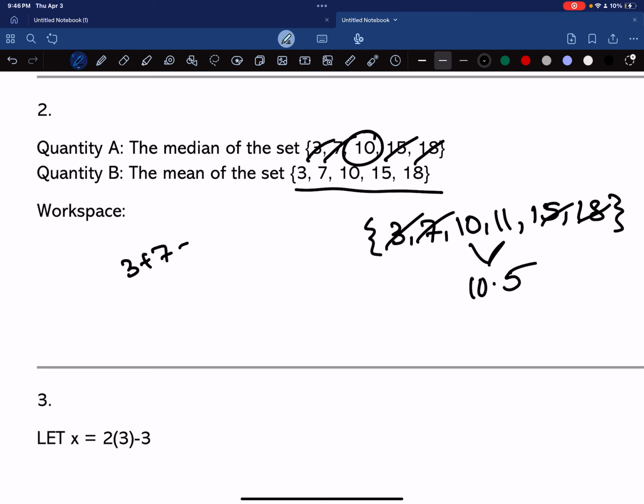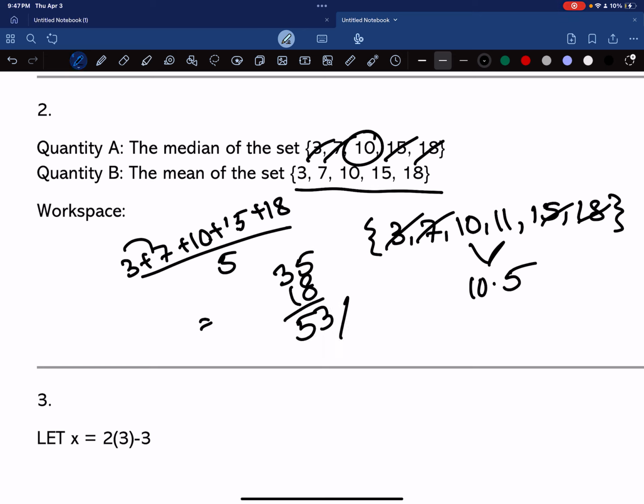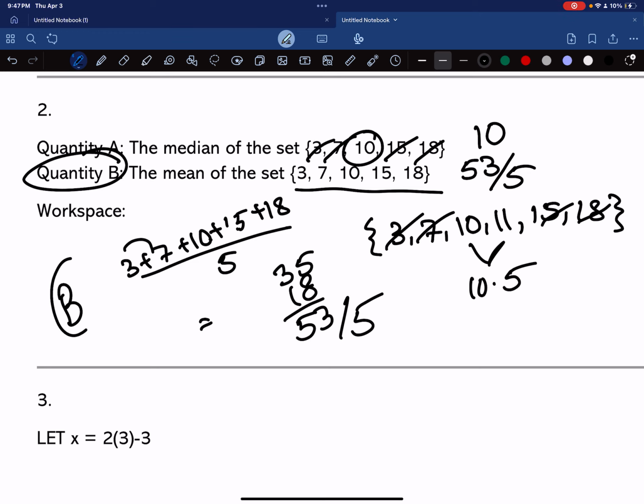So 3 plus 7 plus 10 plus 15 plus 18 divided by 5. So that's 10, 20, 35, 53 divided by 5. So over here for A we have 10, and on B we have 53 over 5. We know that 50 over 5 is equal to 10, so 53 over 5 is going to be greater than 10. So the answer is B here.